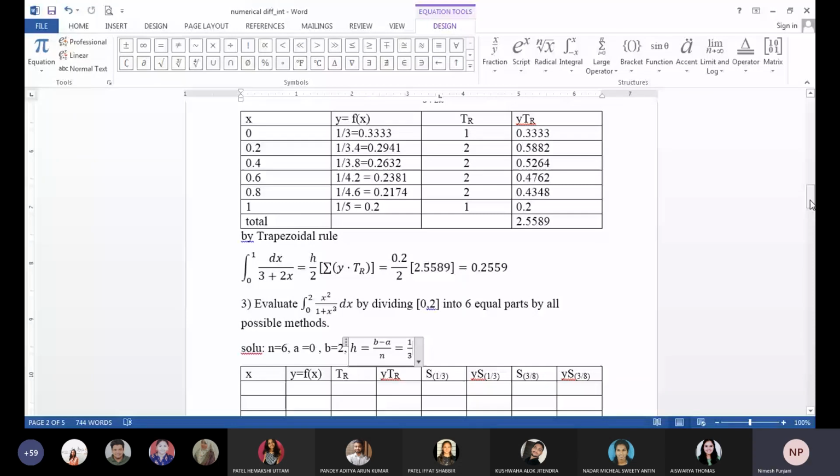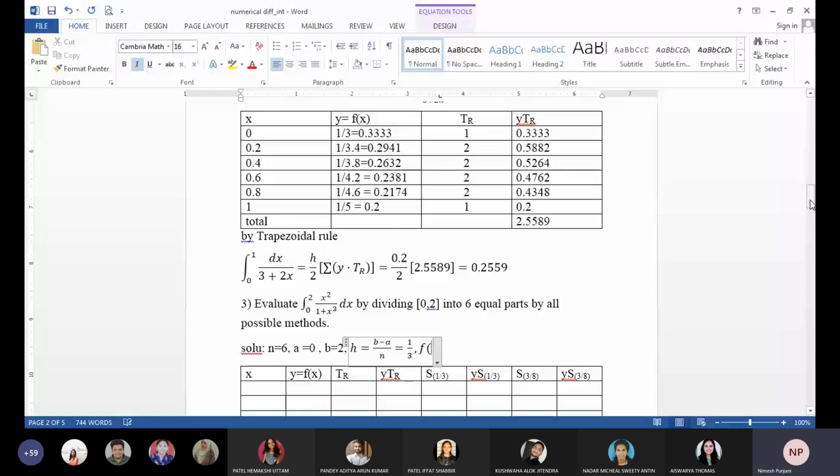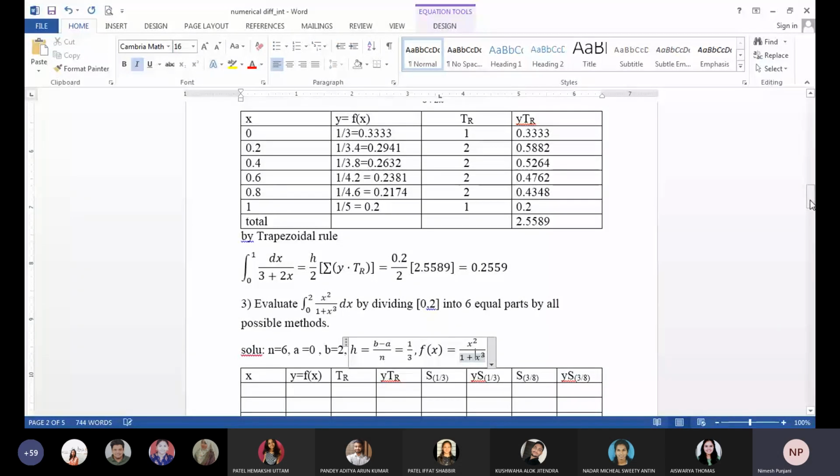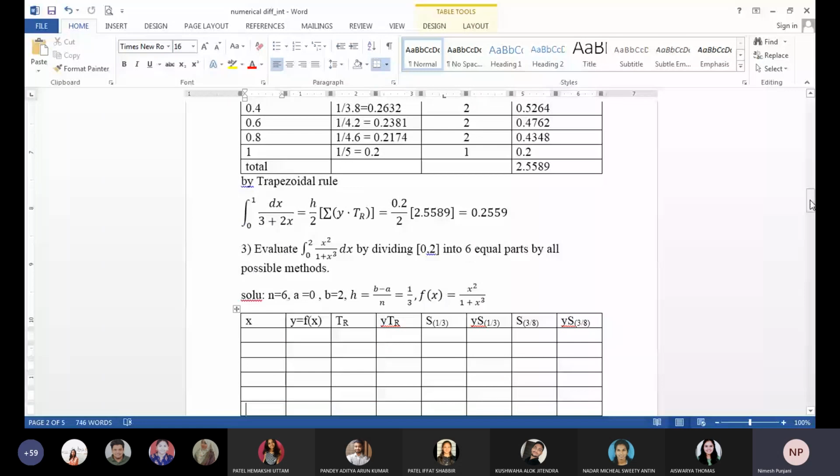Okay, I'll write down my f of x also. What is my f of x? X square divided by 1 plus x cube. So till this it's fine. Now here my n is 6. 6 means even. 6 is also a multiple of 3. So you can see that all three methods are applicable now.